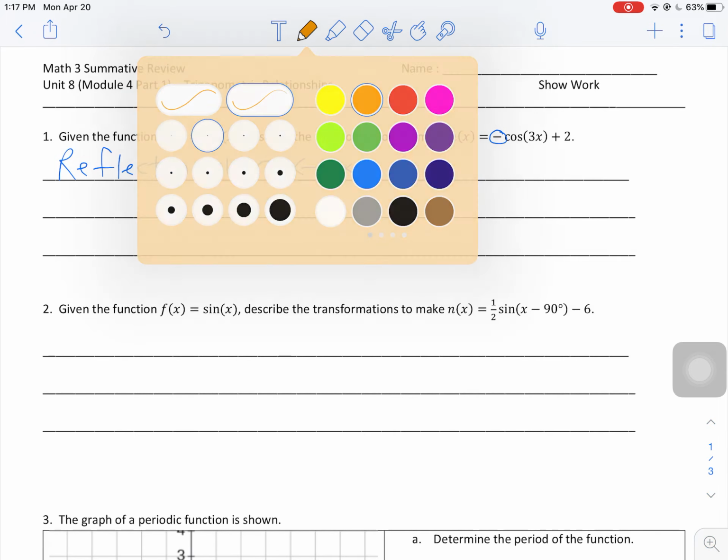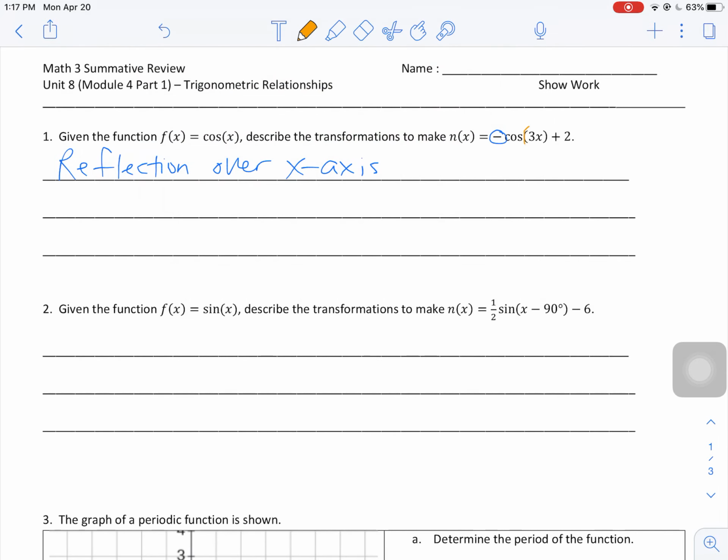The 3 that's being multiplied by the x, since that's inside the parentheses, that's going to be a horizontal compression by a factor of a third. Because remember, the horizontal transformations are always the opposite of what we think they should be. So that 3 is the b value. So if the b value is greater than 1, it's actually a compression as opposed to a stretch.